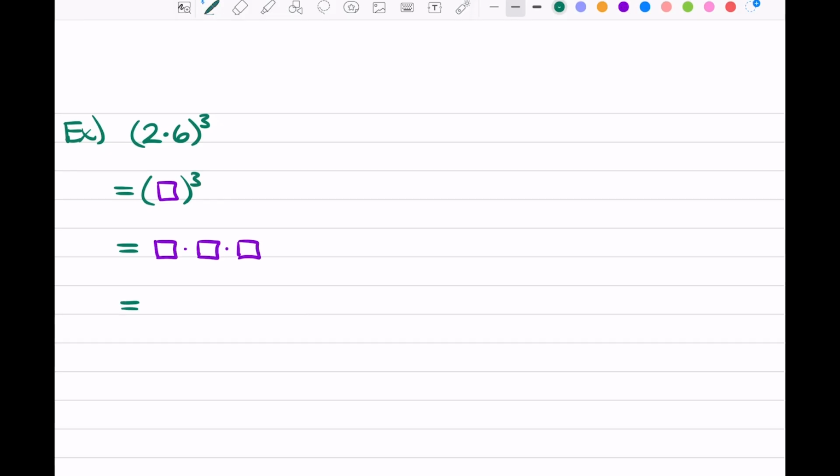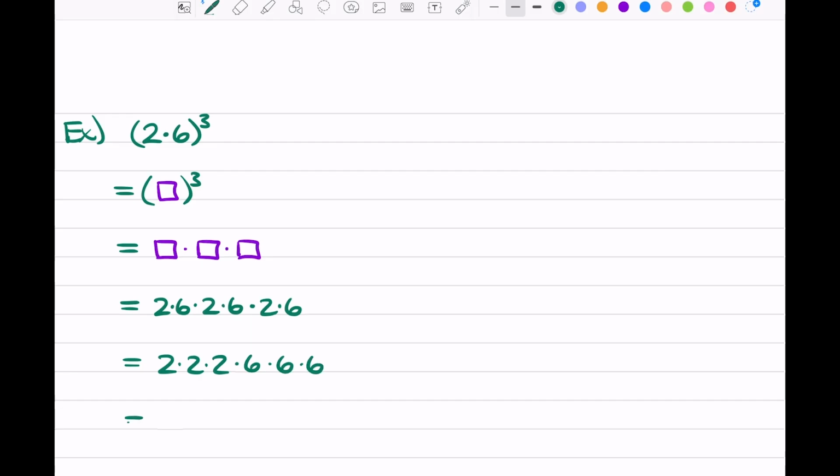And since our box represents 2 times 6, we can substitute that in. So our first box is 2 times 6, our second box is 2 times 6, and so is our third box. So we're multiplying these numbers, and we've learned that we can multiply in any order. So we can group our 2's and our 6's. So we can write this as 2 times 2 times 2 times 6 times 6 times 6.